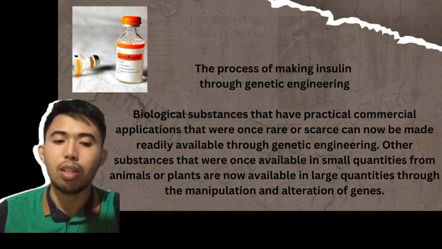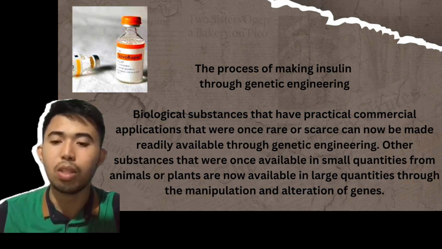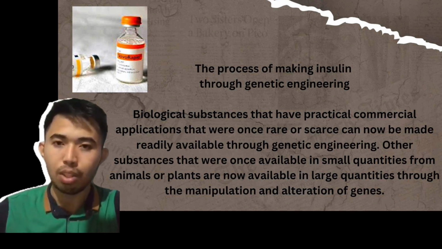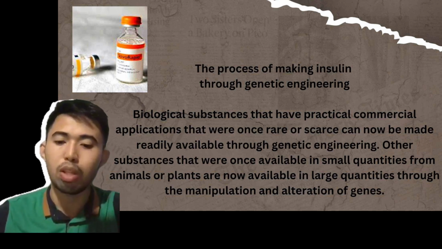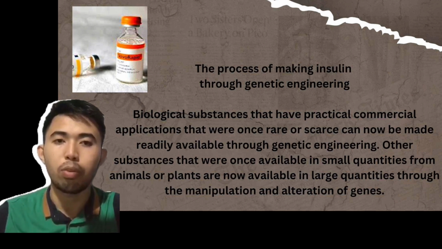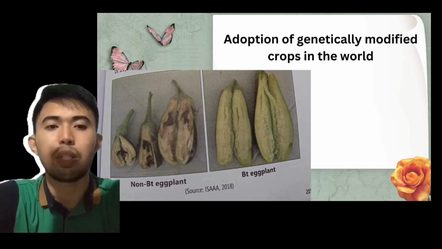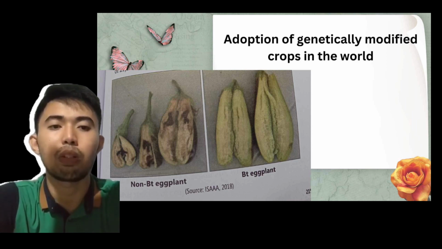Genetic engineering, also called genetic modification, is a process that uses laboratory-based technologies to alter the DNA makeup of an organism. There are two examples of genetic engineering: human insulin, and human growth hormones. Adoption of genetically modified crops in the world.